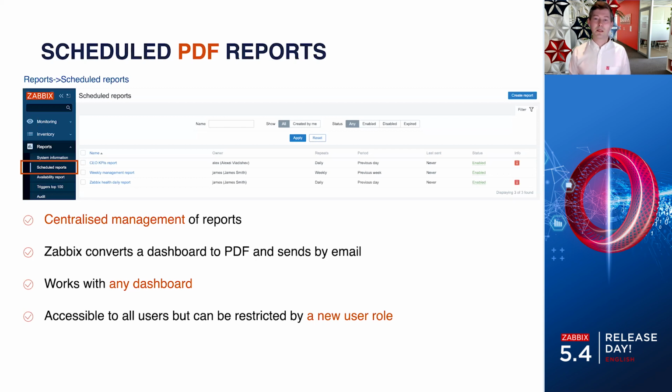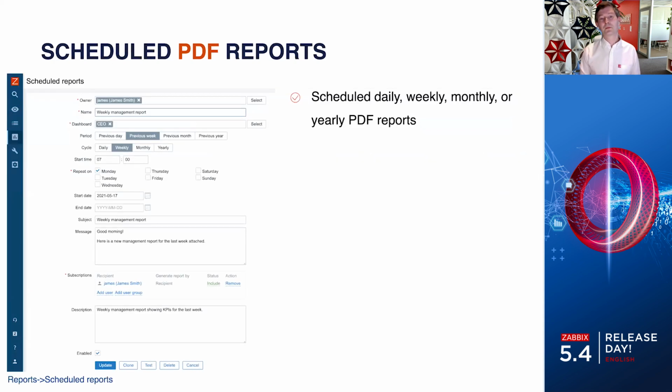And this functionality is accessible to all users, but of course it's controlled by a new, specific user role. Okay, so this is how the PDF report is configured. Again, I will not go into too many details, but the most important part is that you may define that, okay, I would like to receive this report, for example, every Monday at 7 a.m., and please generate this report for previous week data. So we basically select for what period of time we want this report to be generated, and Zabbix will generate this report at 7 a.m. and send it to you or some other users by email.